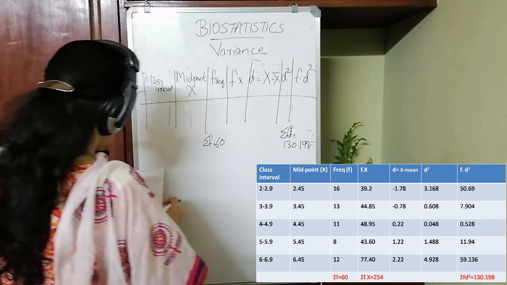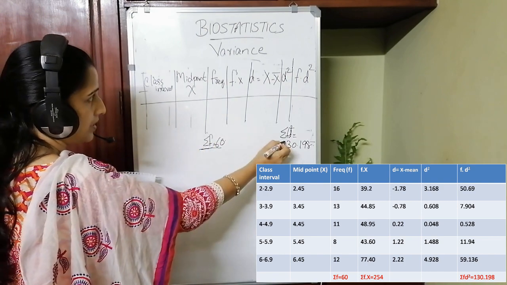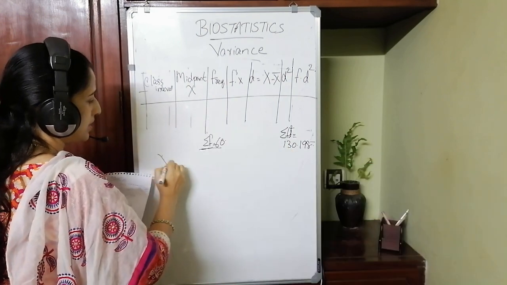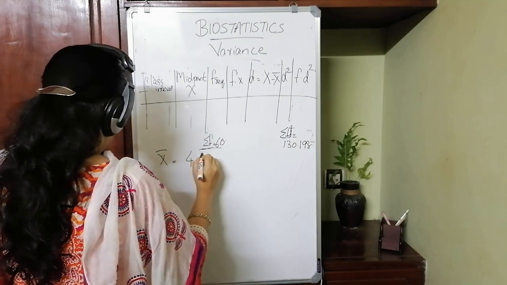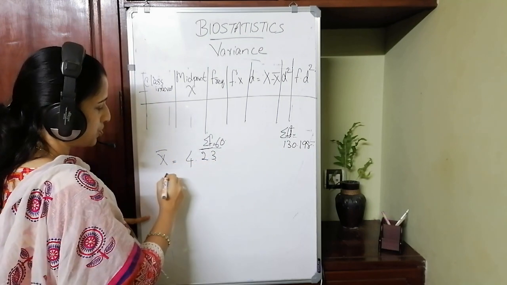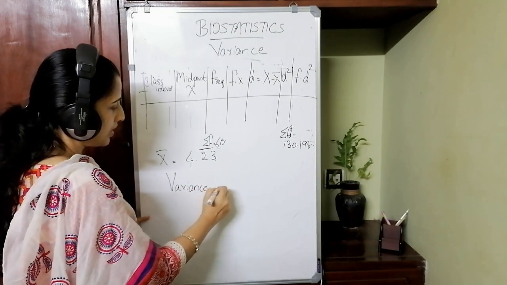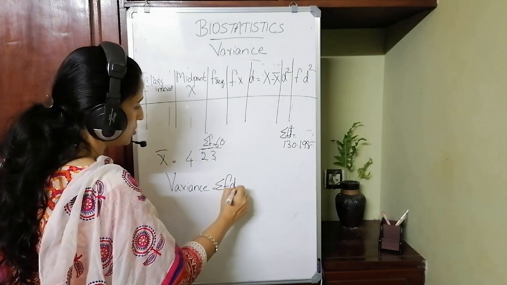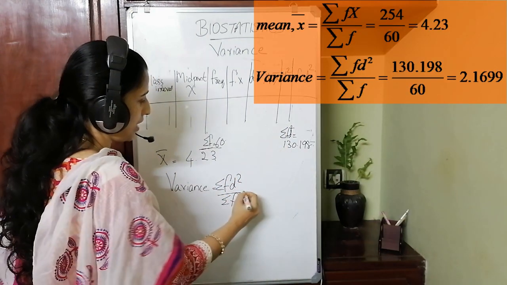130.198. Before finding d, you have to find the arithmetic mean, and the arithmetic mean is equal to 4.23. And now substitute the values for finding the variance. For finding the variance, the equation is sigma fd square divided by sigma f, and substitute the value.